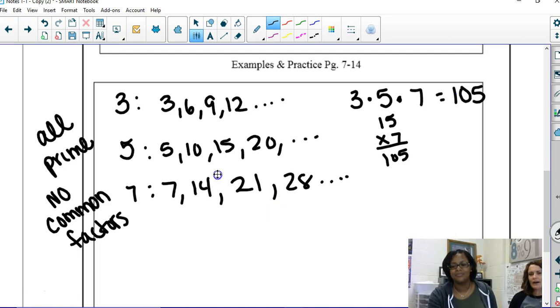Now, can you see why that's so much more powerful than listing out your 7s until you get to 105? Yeah, that would have taken us a long time on those 3s. Now, that only worked because these were all prime. They didn't have any common factors.